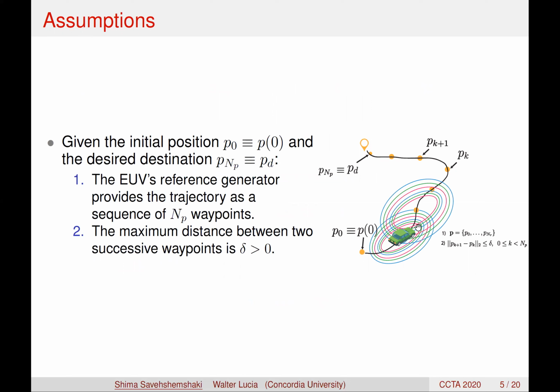First, we consider that the initial position and the desired destination are given, P0 and PD in this figure. The EUV's reference generator provides the trajectory that the vehicle needs to track as a sequence of NP waypoints, these points that you can see here, and we should know each of these two successive waypoints has a maximum distance delta from the other one.